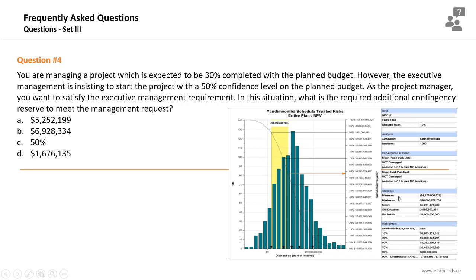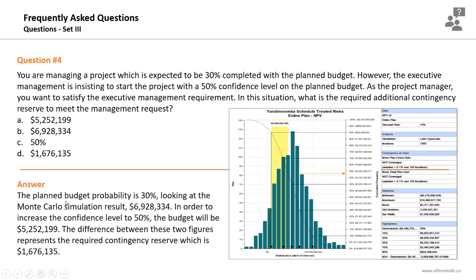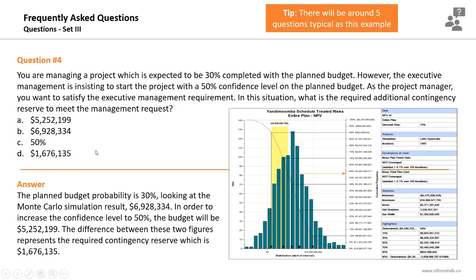So at 30%, it will be $6,928,000 US. At 50%, it will be $5,252,000 US. The difference between these 2 figures will be $1,676,000, which is option D. Not less than 5 questions in the exam about this topic.